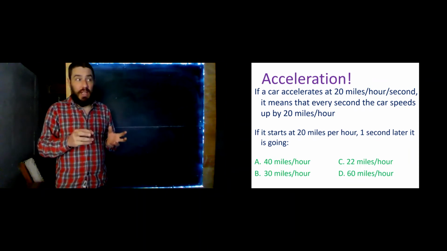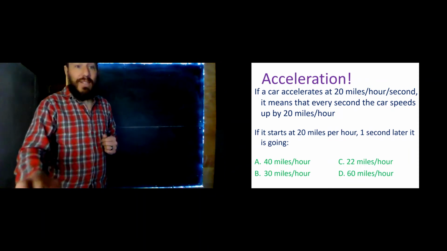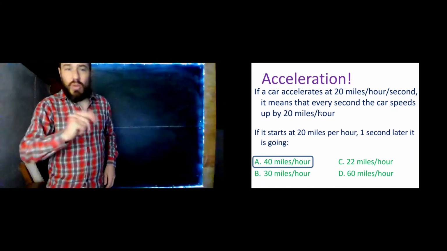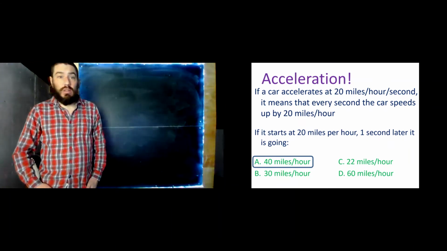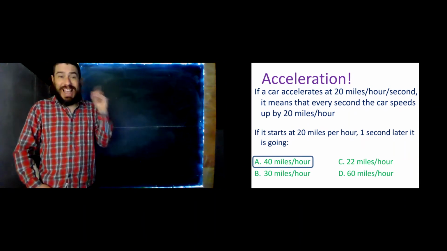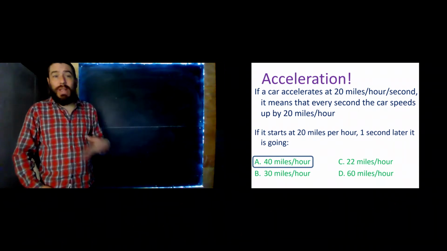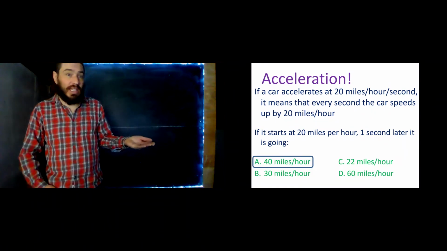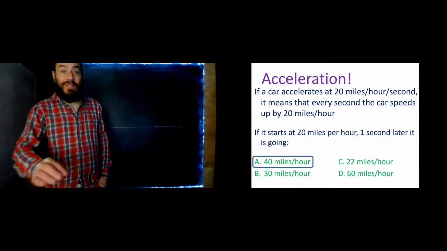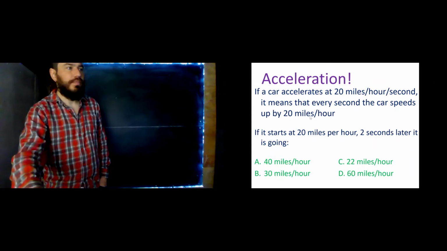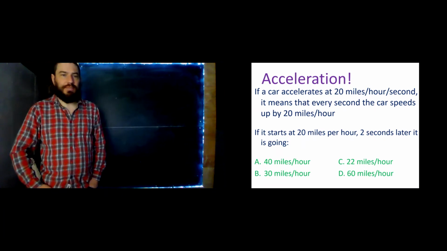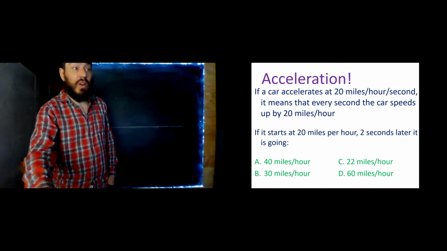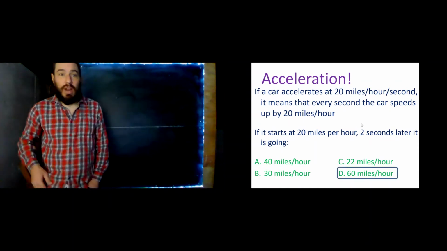Okay, hopefully you decided that it would be going 40 miles per hour. How do we know that? Well, because our acceleration is 20 miles per hour per second. So that means every second it's increasing by 20 miles an hour. So if I started at 20, then 1 second later, I am going 40. Here's another one for you. How fast is it going 2 seconds later? Hopefully, you decided that it is now going 60 miles per hour.